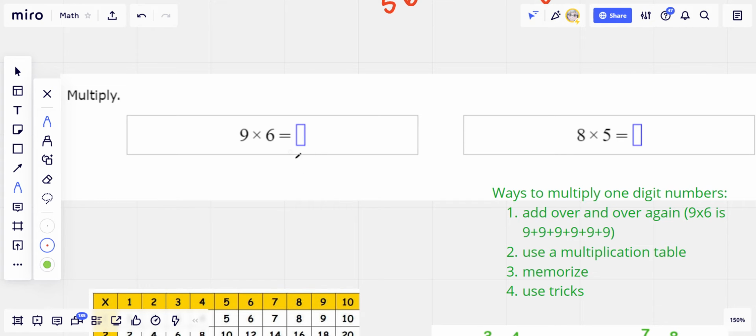So first of all, multiplication is really just successive addition. So if you were stumped what 9 times 6 was, you could just add 9 plus 9 plus 9 plus 9 plus 9 plus 9. You could do that, and you know how to add. You might have to do it in a couple of steps to make it easier for yourself, but you could do that. Or 8 times 5, you could add 8 five times.